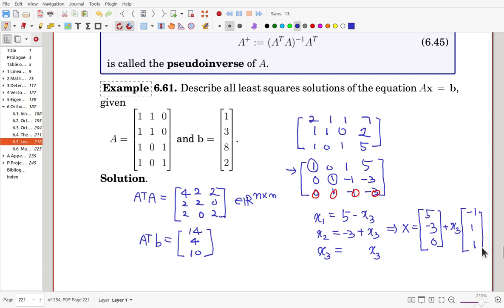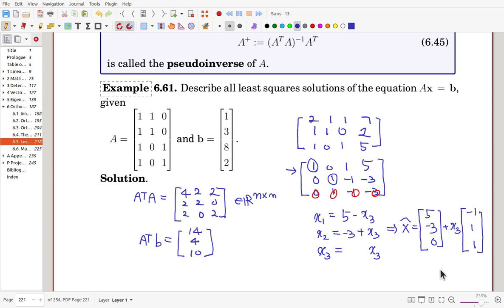Right? Okay. For any choice of x3, x will be a solution. We call it x hat. These are all solutions of the least squares problem with A and B given here. So for all choices of x3, these are solutions. Like that, sometimes a least squares problem may have more than one solution.